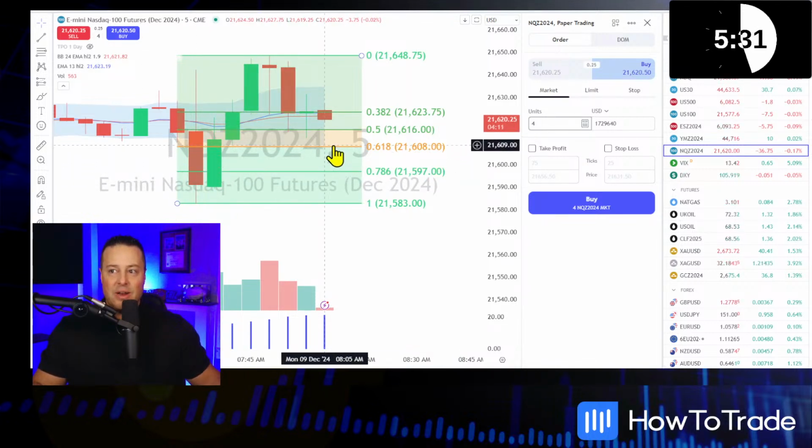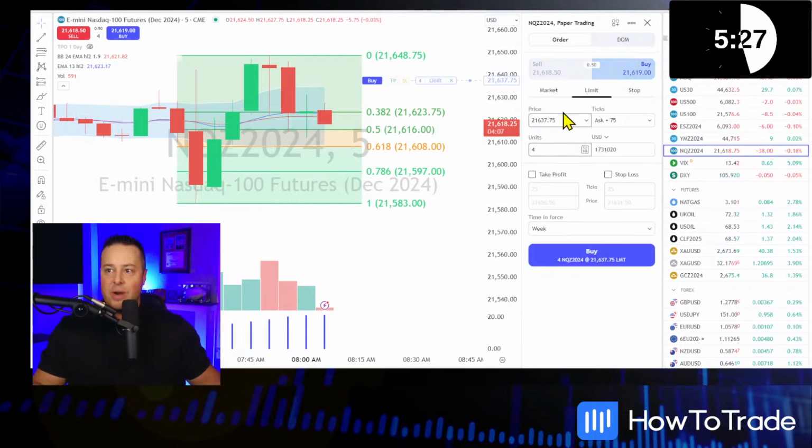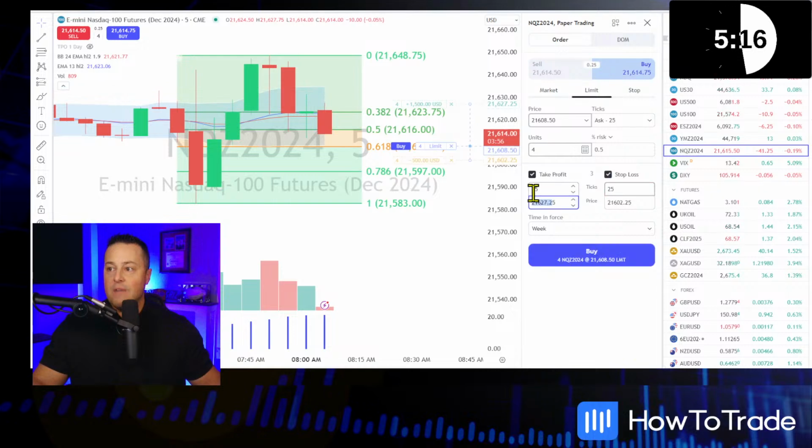I think you could run into trouble right here in our golden zone. Let's go ahead and put it down anyways and see if we can get a trade on the board. Right there, 21,608. So we're going to go 21,608.50. We're going to shade that 2 ticks. We're going to go ahead and rock 4 units. Our take profit is going to be 12 ticks, and then let's go ahead and risk 12 ticks.